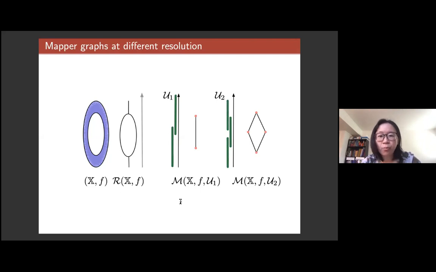So if I choose just two cover elements, in this case two intervals that have partial overlap, then in the middle, I see a mapper graph that is just a line. So what happened in this case is that my resolution is too coarse. My cover is too coarse in the sense that I'm no longer capturing the loopy structure of my underlying space. And of course, on the right-hand side, this is my initial cover. And you can imagine that I can increase the number of covers and I'm getting a finer and finer representation of the underlying topology. Okay, so that's another aspect.